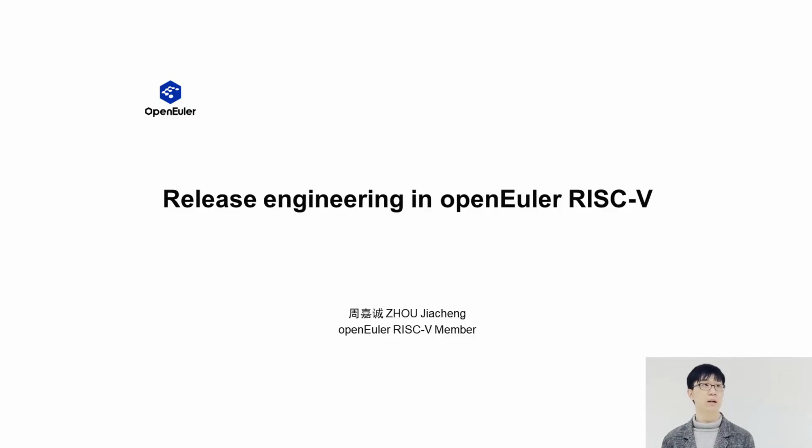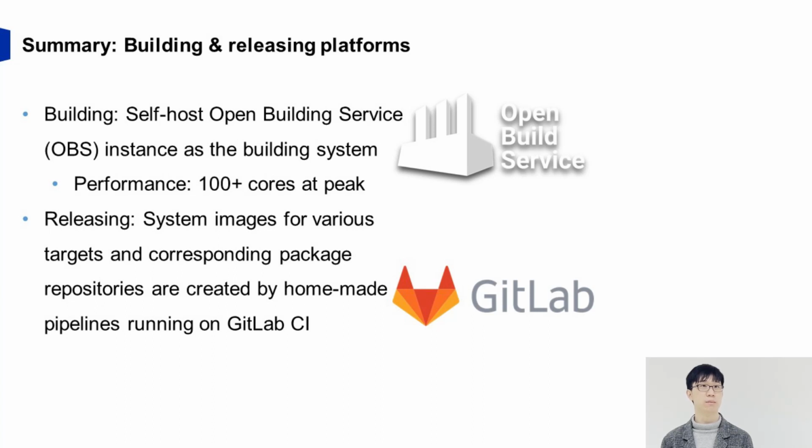I'm Zhou Jiacheng, a junior developer and release engineer at openEuler RISC-V. In terms of building a full operating system from source code, reliable and reproducible are the most prominent keywords in my mind. At the openEuler RISC-V, our open build service instance is the center of all development and testing activities. With over 200 kernel worker cores at peak, it empowers us developers to create and port any software packages for the RISC-V architecture at their own pace, without worrying about computing power.